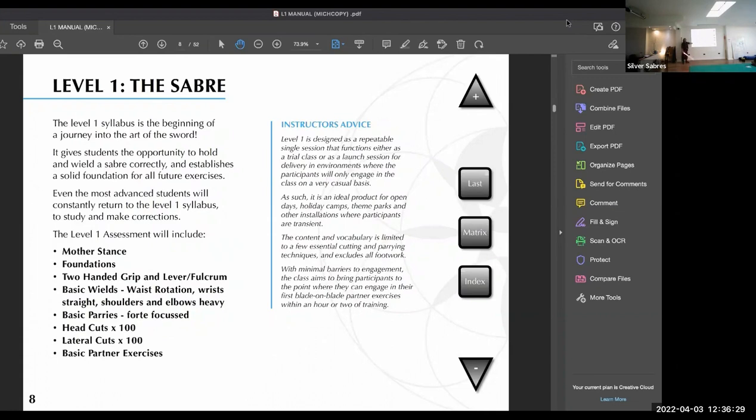And ideally, you're not even going to do that level 1 assessment as an individual. You're just going to pair people up. Say, you, 100 head cuts, you, 100 lateral cuts, go. After 100, change. Just watch them from far away. If they do it, they don't even need to know they're being assessed. But if you see them stop after 30 cuts to have a chat, that's a fail. They have to do the 100 non-stop. It doesn't matter how long it takes them.